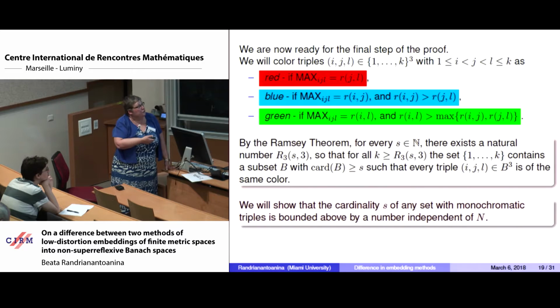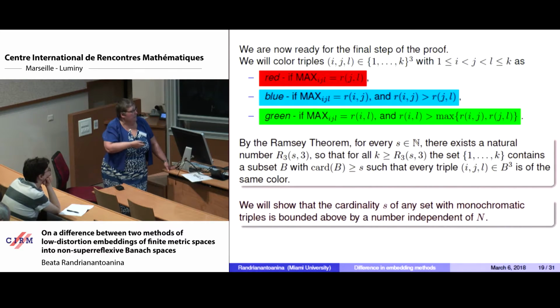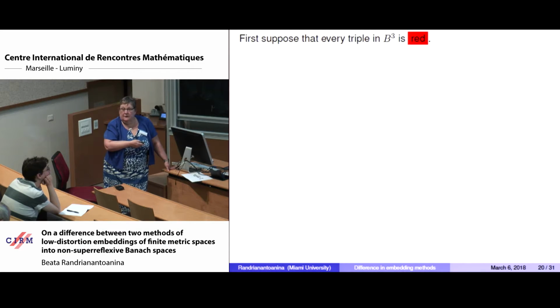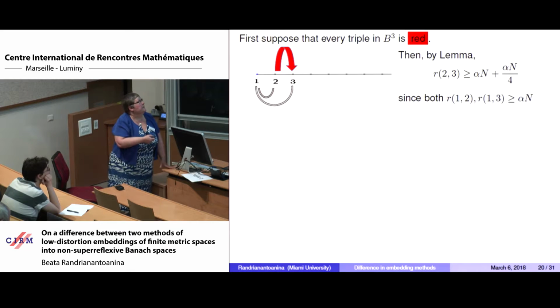And we are going to show that the number of triples, no matter which color was selected, is bounded by something that depends only on alpha. And those colors are not exactly symmetric, so we will consider them separately. Right, so let's consider the first case when the colors are red, all the triples are red, which means the largest index is the largest. So in particular, we do it inductively. First, we look at the triple 1, 2, 3, right? Since they are red, the largest index is on that red, indicated in red, 2, 3.